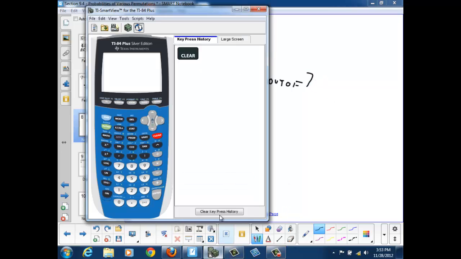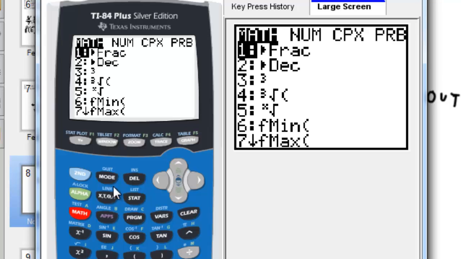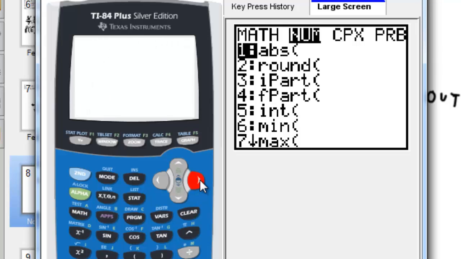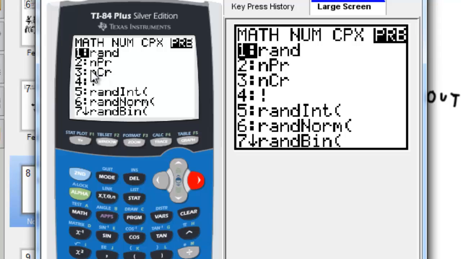Well, I pull out my calculator and I start with the 7 objects I'm working with in my set. Then I go into the math menu and I work my way over to the PRB, which is short for probability. And you'll notice that this second option here, number 2, nPr, the P stands for permutation. So I'll select the permutation.